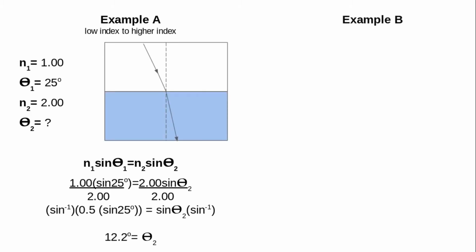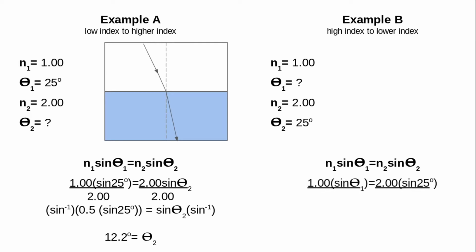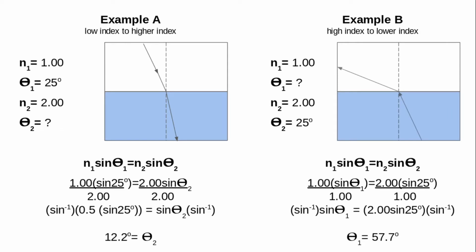For example B, it is a high index to a lower index of refraction. n1 is still 1. Theta 1 is what we are looking for. n2 is 2. Theta 2 equals 25 degrees. Again, with Snell's law, plug in the numbers, divide both sides by 1, take the arc sine of both sides, and that will give you a theta 1 of 57.7 degrees, which would look something like this.